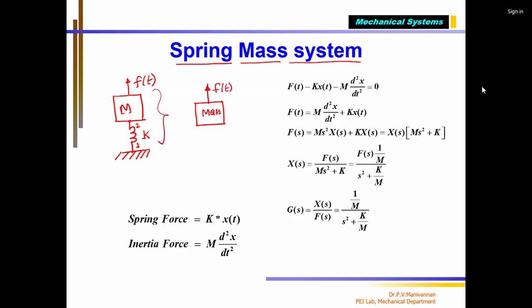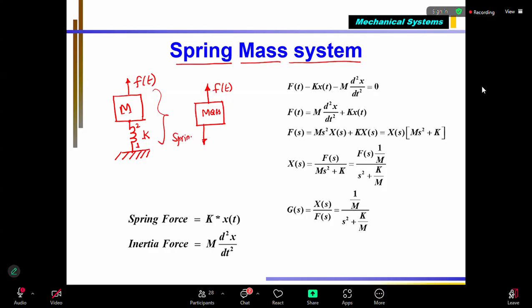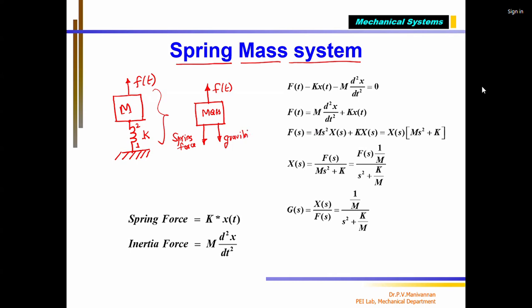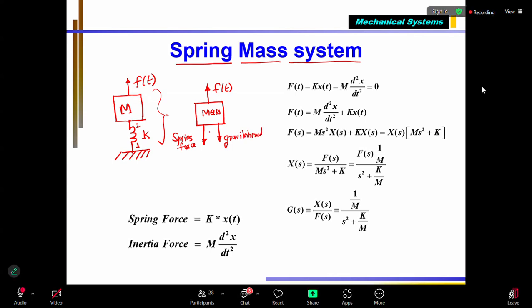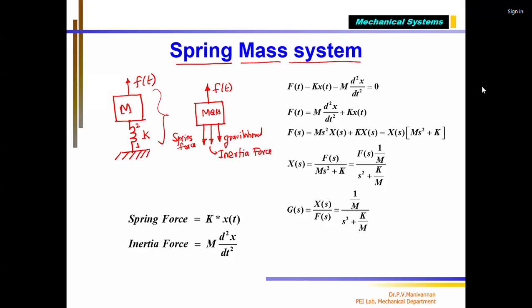There are two forces acting downwards. One is called the spring force. The other one is called the gravitational force. Apart from that, another force is acting, which is called the inertial force, or inertia force.